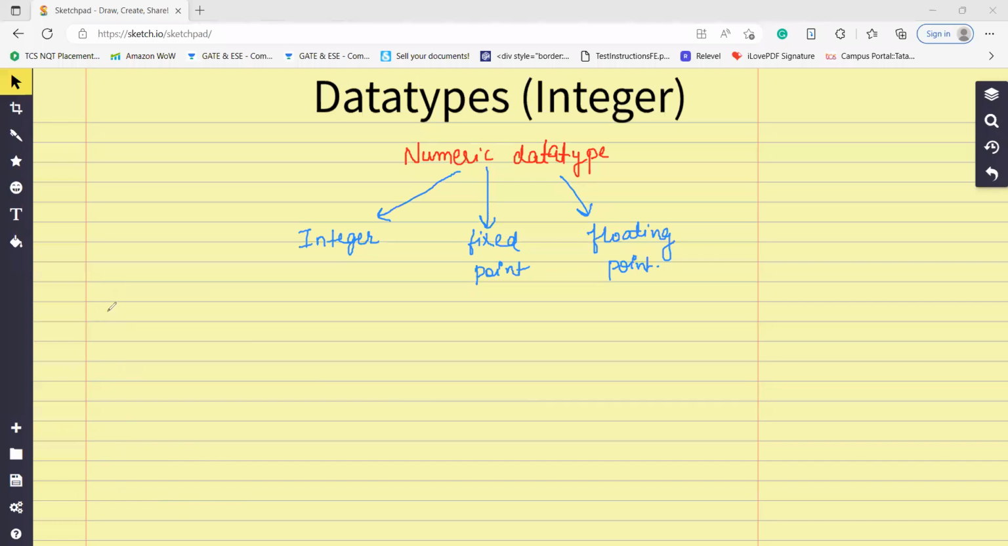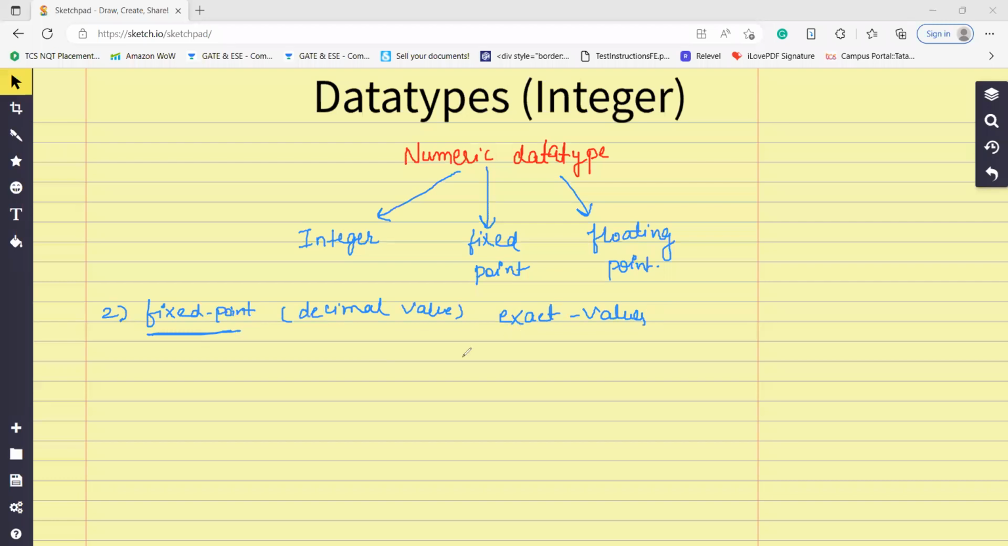Okay, so the second is fixed point. In this we can store decimal values like 2.6, 5.9, something like that. And the thing is, those values are exact values. Now, what's the meaning of this?